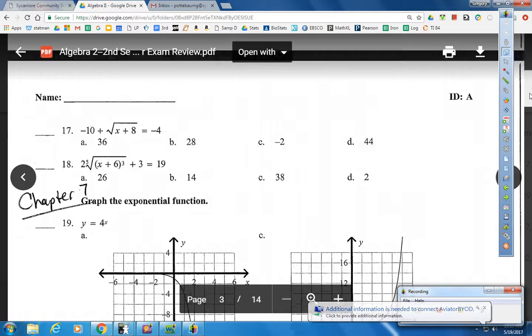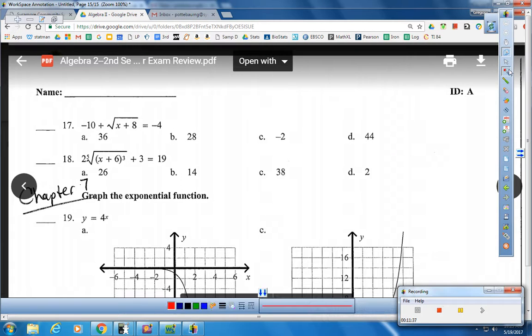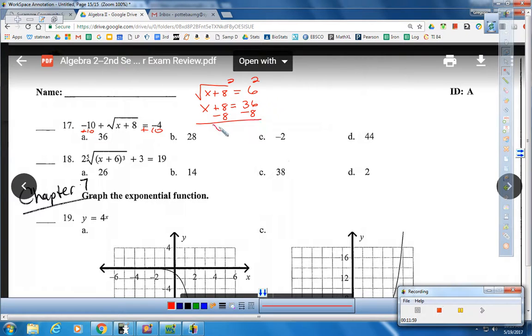All right, looks like we have 2 more for this chapter. So again, move the 10 to the right. And I would move that by adding 10 to both sides. So I have radical x plus 8 equals 6, right? Because negative 4 plus 10 is 6. Square both sides. So x plus 8 is 36. Then subtract 8. So x equals 28. So it's B.